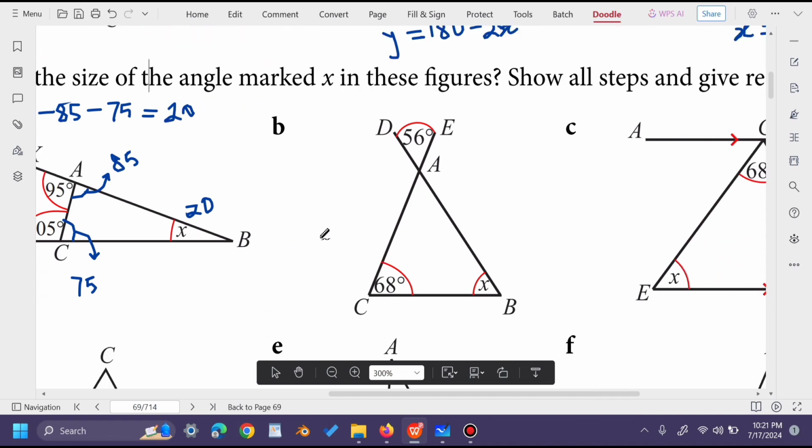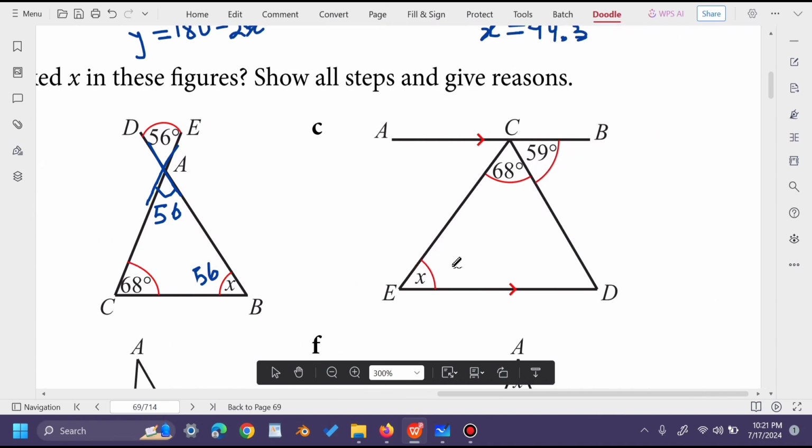Part B, this is 68 degrees, this is x. We don't know. Look at this. This is a cross, that means a vertically opposite angle, so it is also 56 degrees. And with the sum of angles in a triangle being 180 degrees, 180 minus 68 minus 56, we will be able to get the final value, which is going to be 56 degrees as well.